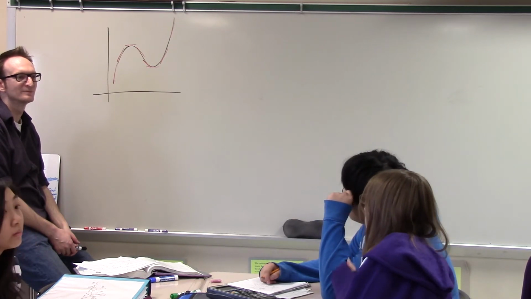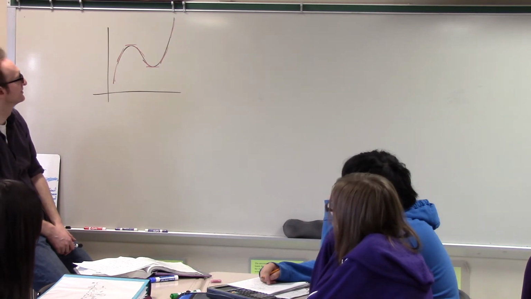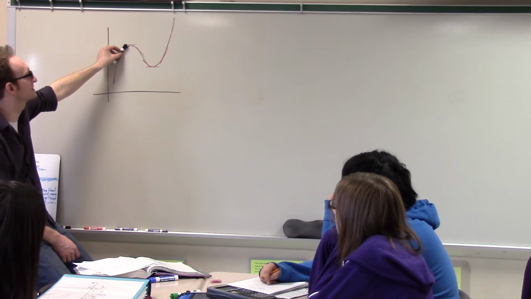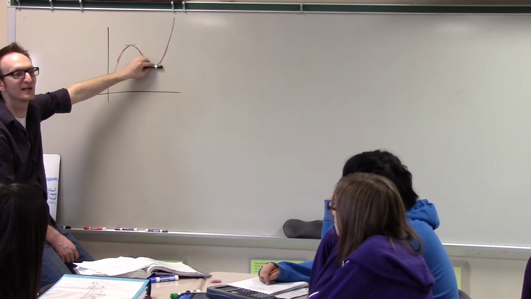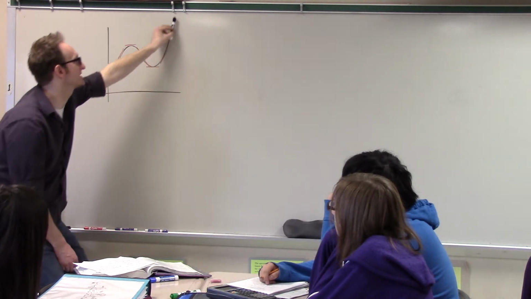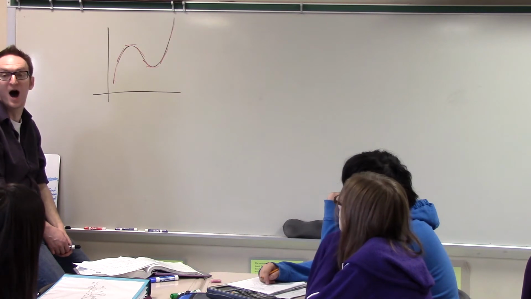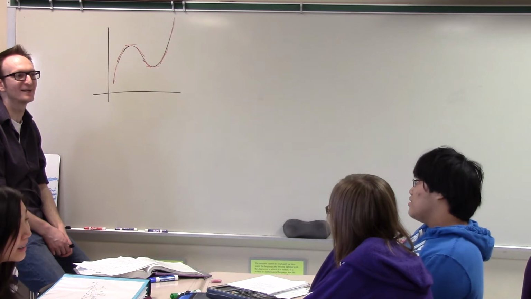Connie. What's going on with this function? Here are the derivatives: a big positive, now a smaller positive, now it's 0, now it's negative, now a small negative, now it's 0, now it's positive, now a big positive. I'm tired of calling on the same person.